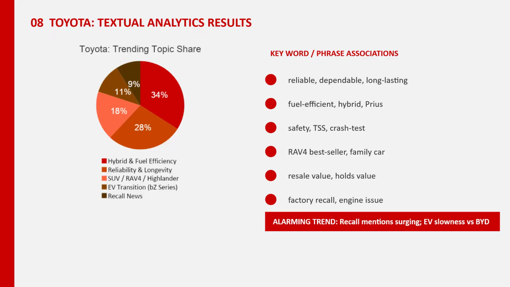Now, the SUV cluster, RAV4, Highlander, accounts for about 18%. EV transitions content around the BZ series makes up 11%, and recall related content accounts for about 9% of total mentions. On the right side here, we just have some keyword associations to confirm these trends. Phrases like reliable, dependable, long-lasting, fuel efficient, hybrid, Prius, and RAV4 bestseller family car dominate positive conversation.